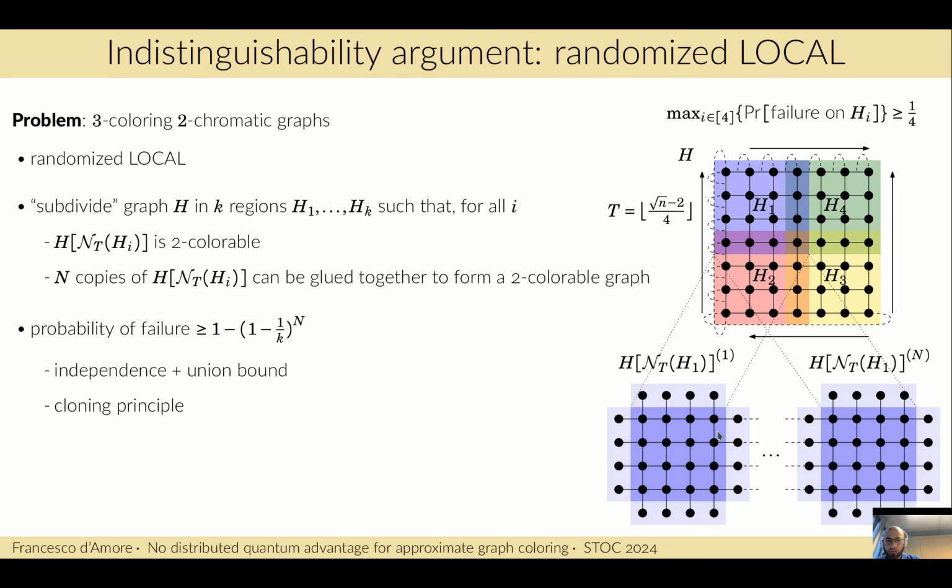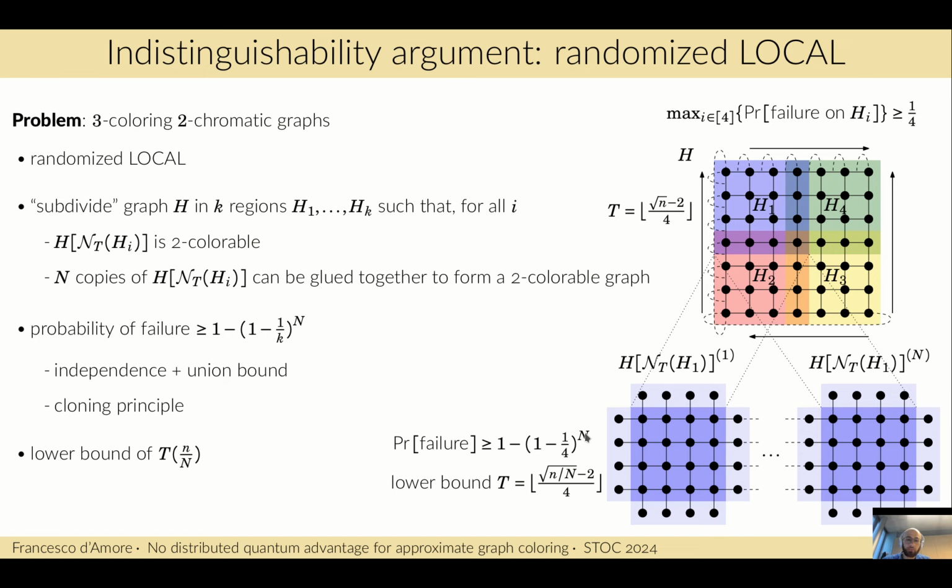Now the failure in each of these regions happens independently with probability 1 over 4. And so by independence and the union bound we have that the overall failure probability in this new graph is high enough. Here k equals 4, and so we then can take N as a large enough constant, and we can have a probability of failure that is bigger than 99%.